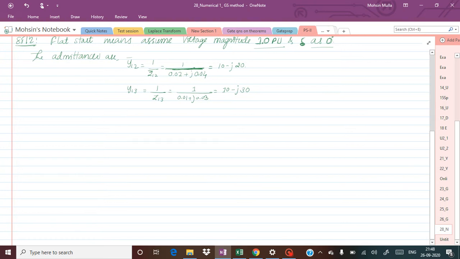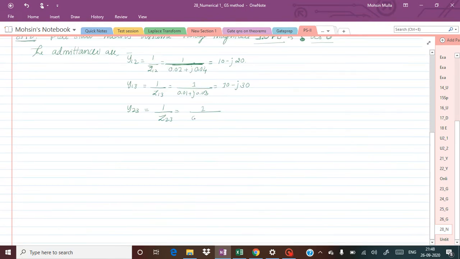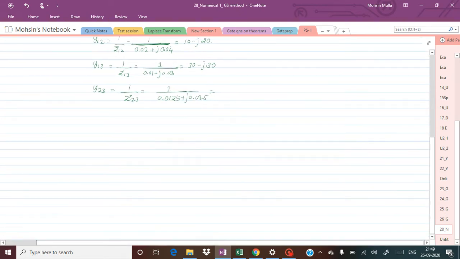Then next one is y13. So okay, y13 is obtained. Next is y23, between 2 and 3. So it is 1 divided by z23, where z23 is 0.0125 plus j0.025. Calculating this we are going to get 16 minus j32. So these are the line admittances.